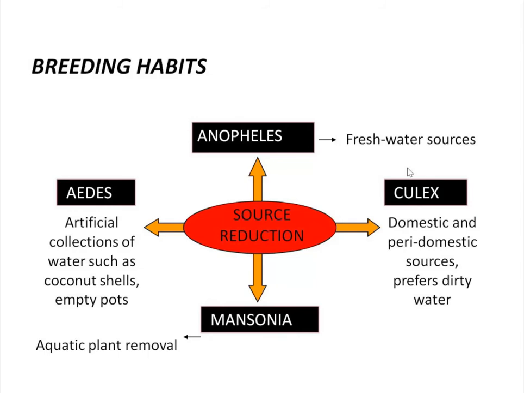Let's come to Culex. Culex usually breeds in dirty waters like sewage water. So if Culex is the problem for you, then you have to clear up all the dirty water or sewage water, whichever is present around the area. That's why these breeding place habits are very important to know, to know where exactly to put the control measures. Okay.